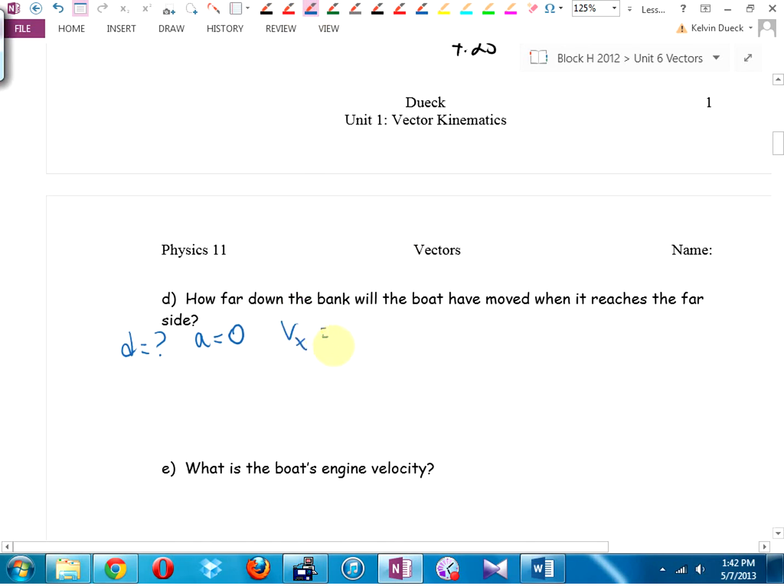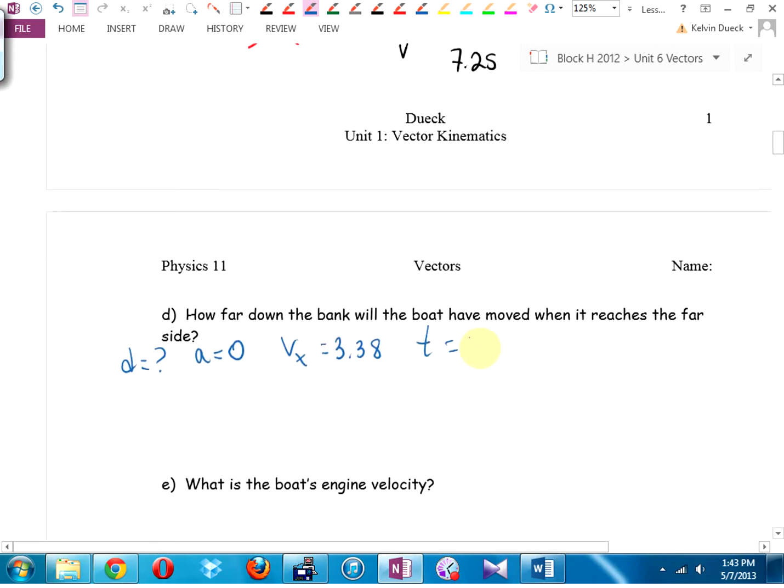So I'm going to need Vx. I scrolled down. What was Vx? Was it 3 point something? 3.38. Thank you. That's still not enough to find D. I need one more thing. What? Time. Wait. What did we just figure out in part C? And isn't the time to get across going to be the same time as you drift down sideways? Exactly. Because once you hit the far shore, would you not stop drifting down sideways? T from part C was 35.3.